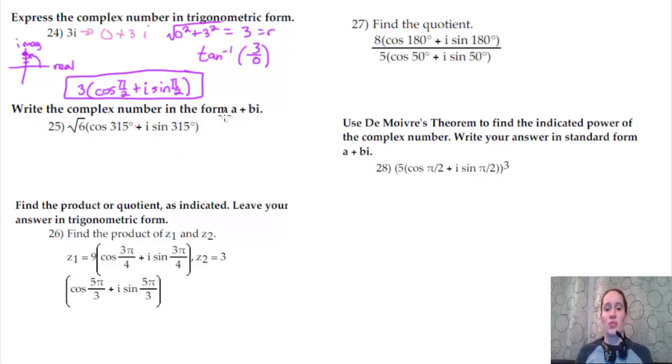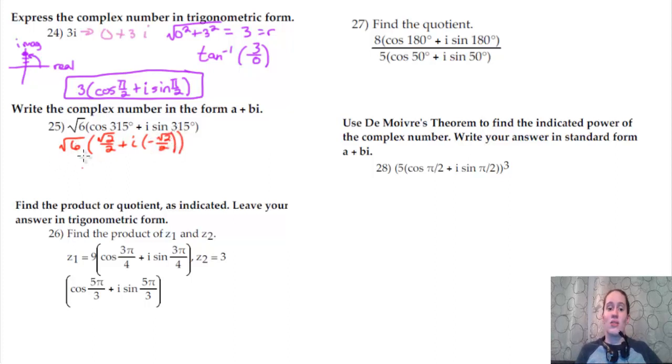Now 25 asks us to go the other direction. Write the complex number in the form a plus bi. So we need to distribute the square root of 6 into our parentheses, but notice that 315 is on our unit circle. So we actually would like to go to 315 on our unit circle over there in the fourth quadrant and write down those values for cosine and sine. Cosine is square root of 2 over 2. Sine is negative square root of 2 over 2.